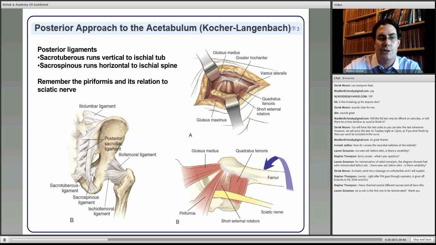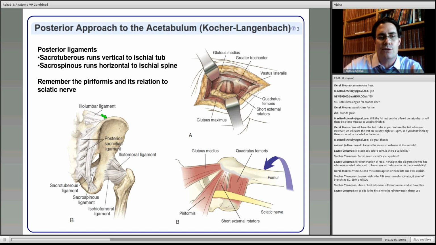First, of the posterior ligaments, the sacrotuberous ligament, and I'll draw it out here for you, runs vertical to your ischial tuberosity, okay? Runs up and down. The sacrospinous runs horizontal and comes to the ischial spine. So you need to be able to identify sacrospinous versus sacrotuberous. And then remember also the piriformis. The piriformis is a very readily identifiable structure when you come in posteriorly.